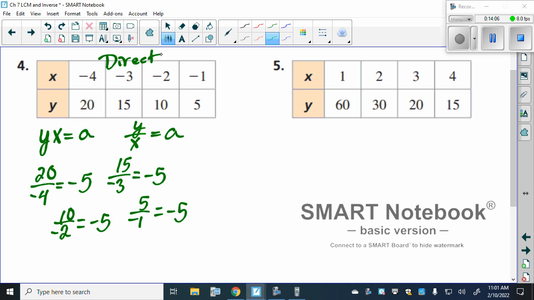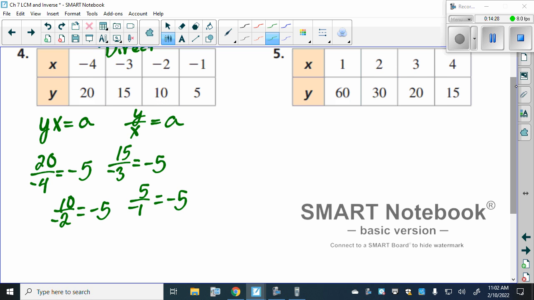And it also kind of gives it away a little bit in the numbers. We just have to make sure and check it with the equation. But from negative 4, negative 3, negative 2, and negative 1, the numbers are getting smaller. The values of y, 20, 15, 10, and 5, are also getting smaller, and they're actually getting smaller by the same amount. So it would be direct.